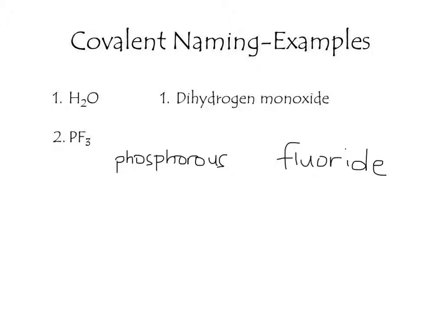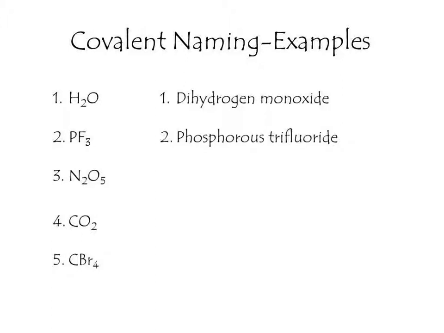Then we go ahead and look at the prefixes. Now, phosphorus has 1, but again, we're not going to put mono in front of it because it is the first element. So we're just going to leave it as phosphorus. The next one we're going to go ahead and write is for fluoride. Fluoride has 3, so you should have tri in front of fluoride. Go ahead and try the rest of the practice problems and pause, try them yourself, and then press play to check your answers.